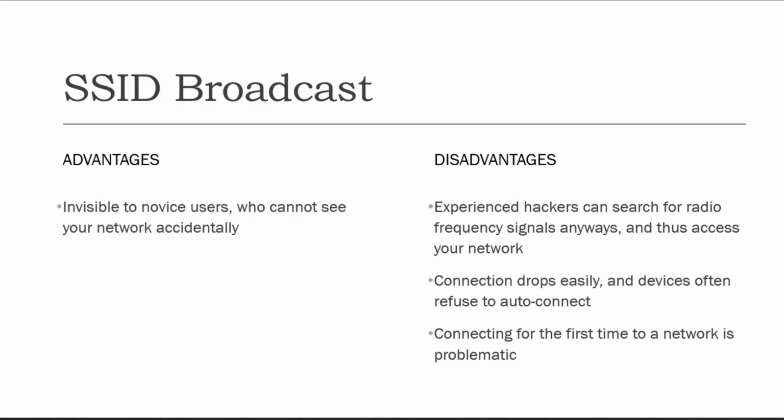So then we have SSID broadcasting. Turning this off is the method of network security. The only advantage of this is that it's invisible to novice users who cannot see your network accidentally. So what that means is that if I disable the SSID broadcast, anyone outside can't even see the network. But this is actually not true because experienced hackers can search for radio frequency signals anyway, so they can get onto the network without too much trouble.